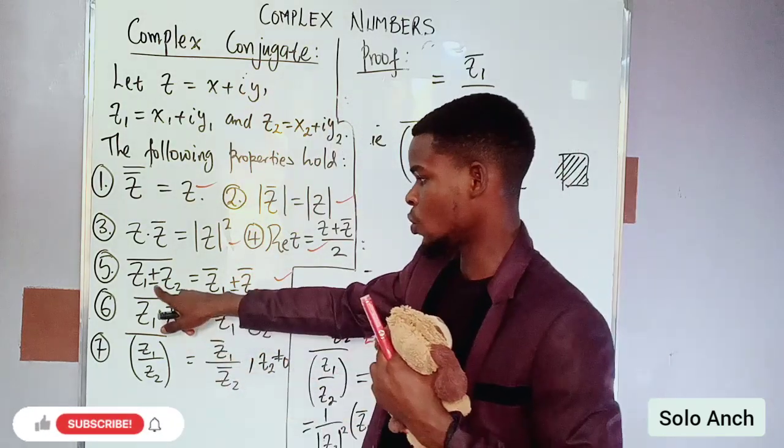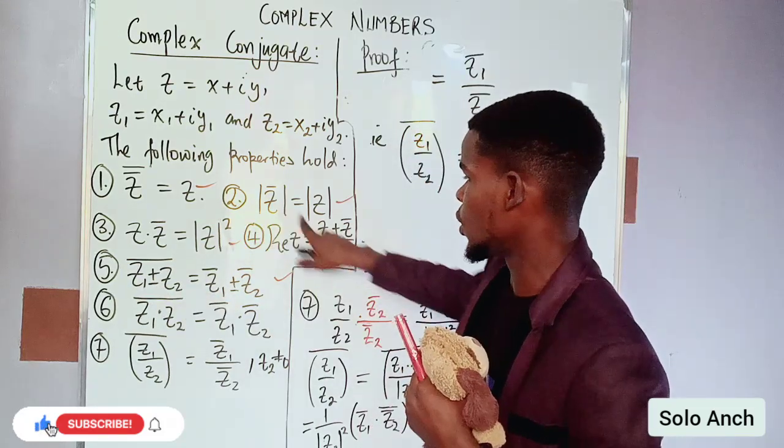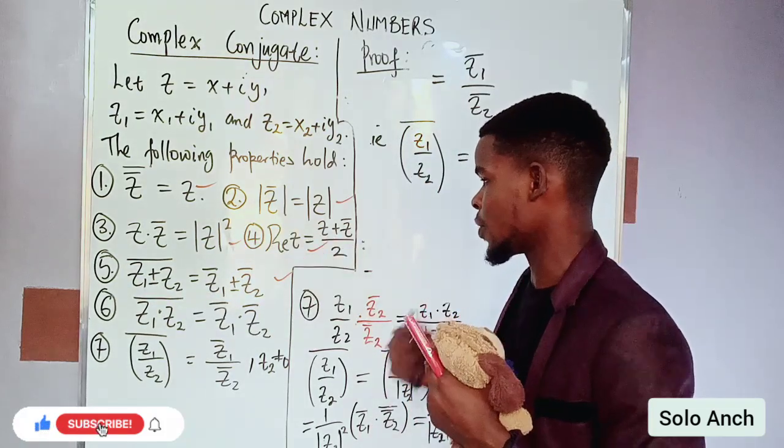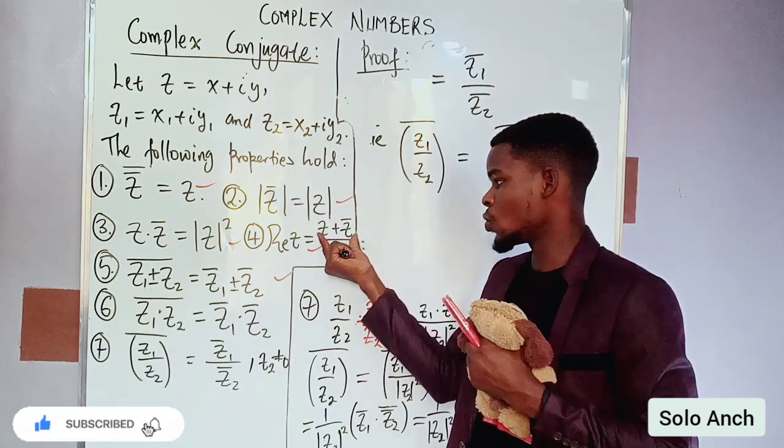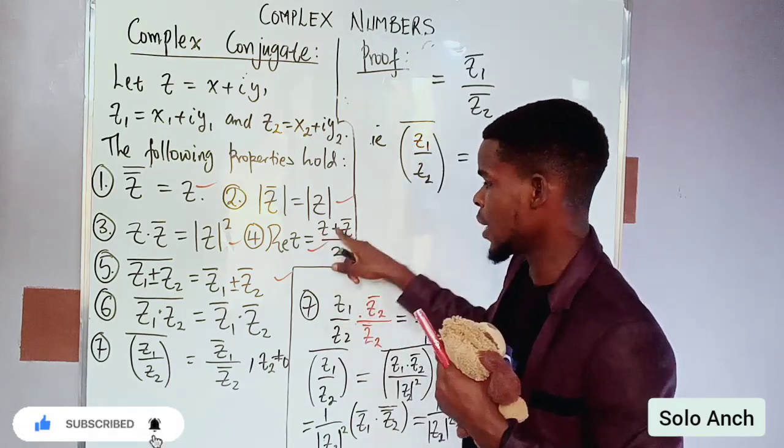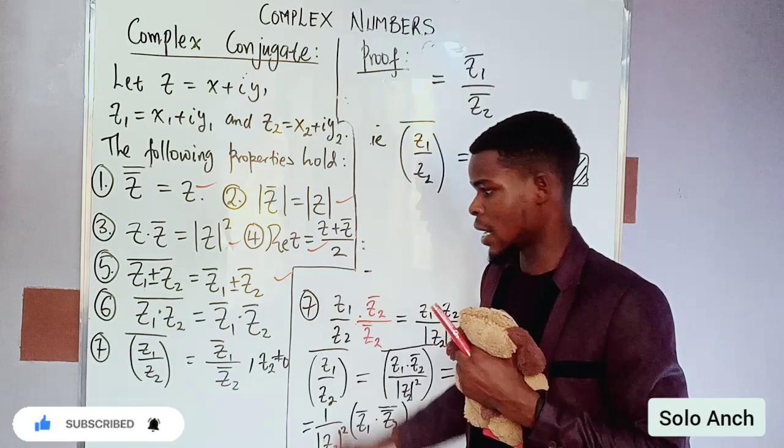So I've told you to do this one, and then you can do this other one where we are talking about the imaginary part of z, which will be the difference between these two complex numbers, z minus its conjugate, divided by 2i.